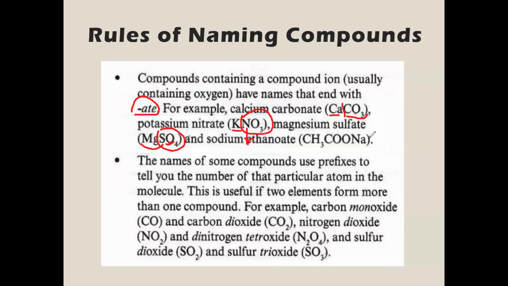Sodium, this example is very important. Why? Because here we have a metal, but it came at the end of the compound, but we still have to start with it. When we see a metal in our compound, we have to start with it. It's sodium ethanoate, because this is the formula of ethane, and then there is oxygen, so ethanoate.